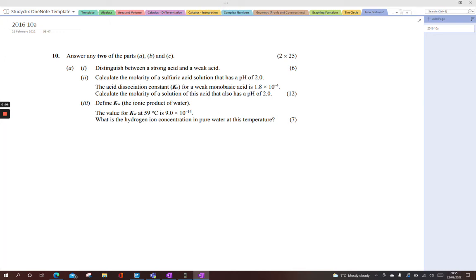So, 2016 10A, first thing, standard question, distinguish between a strong acid and a weak acid. Now, when they don't differentiate whether we're going to talk about Bronsted Lowry or Arrhenius, discuss both. So, a strong acid, according to Bronsted Lowry, that's the easier one. I'd be saying there it's a good proton donor. Talk about both. And also, according to Arrhenius, it fully dissociates into your hydrogen ions.